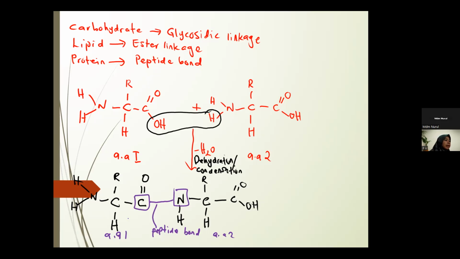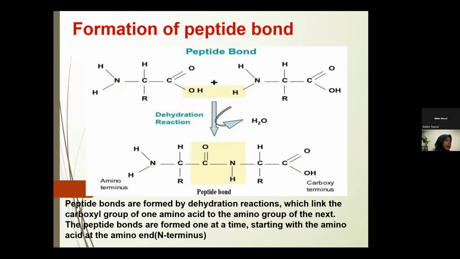Okay. Tak apa, you tak payah salin. Nak salin kemudian, you can refer back to the slide. So, you boleh nampak kat sini. Right? Where is the peptide bond? Between carbon and nitrogen. So, this is the peptide bond.